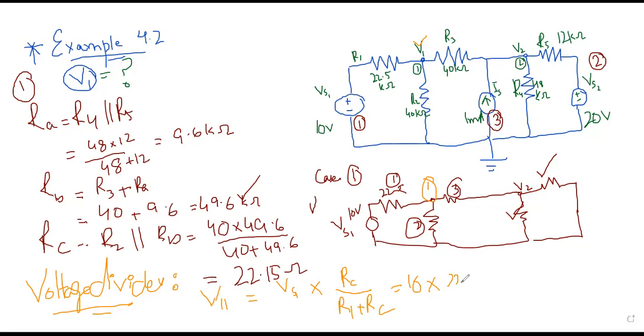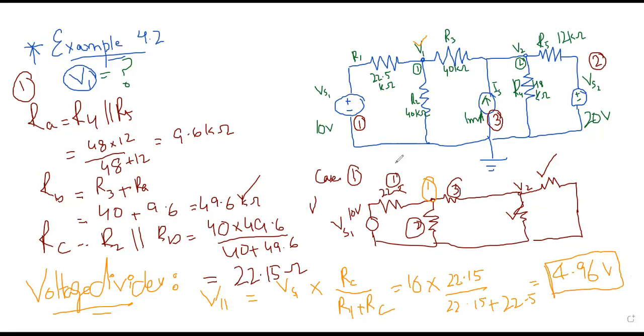It is 22.15 whole divided by 22.15 plus the value is 22.5. So 22.5. So what will be the value? The value is approximately equal to 4.96. This is the value of V11 for case number 1.